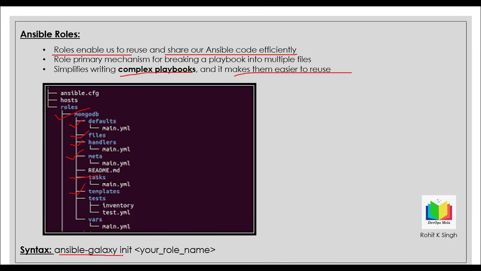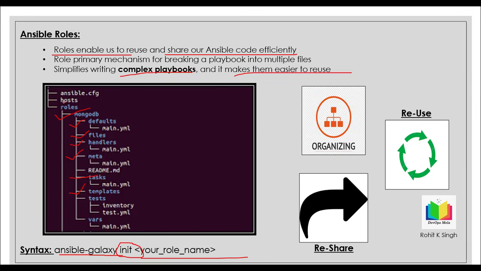Now, if you want to create your own custom role, you'll be using a tool called Ansible Galaxy. For creating your own role, you use ansible-galaxy init and the role name, and this is how you will create this structure. We'll go and create that structure in a bit, but these are some benefits of using roles. It will help you organize your playbooks, it can help you reshare, and it can also help you with reusing. These are a few benefits of Ansible roles.